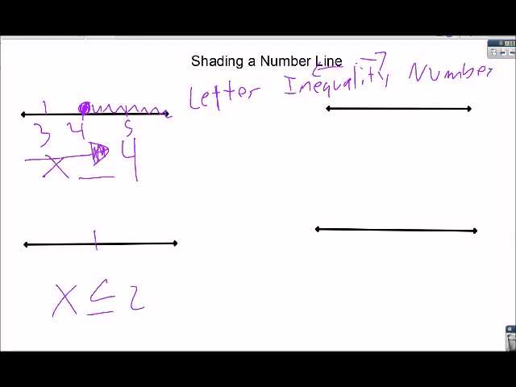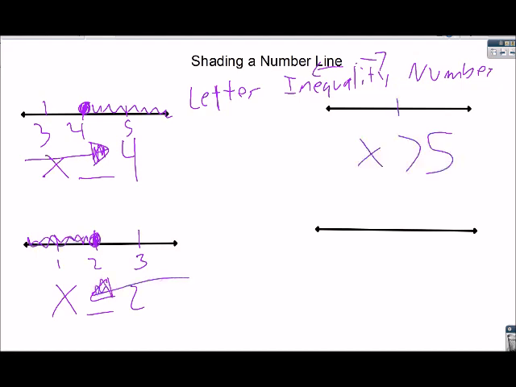So my number in question is 2. A number above it, a number below it. And because it says or equal to, it can be 2. And it can be any number less than 2. And there's my arrow to point me to the direction to shade.